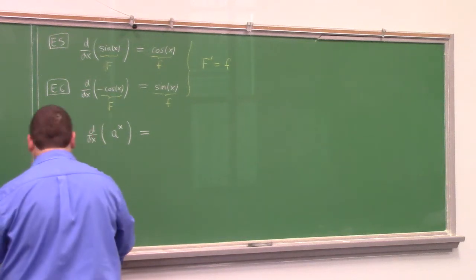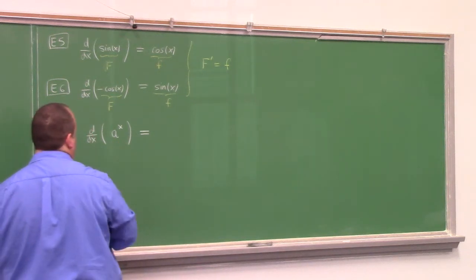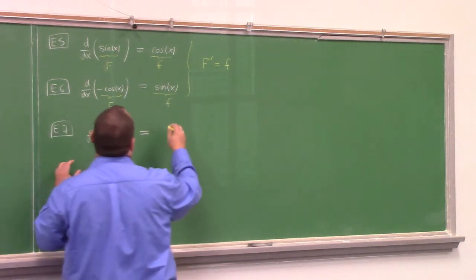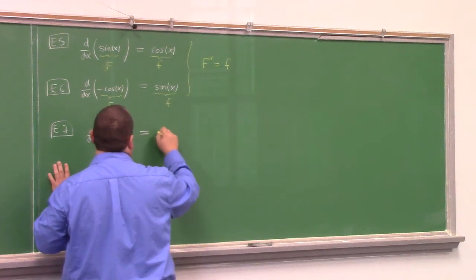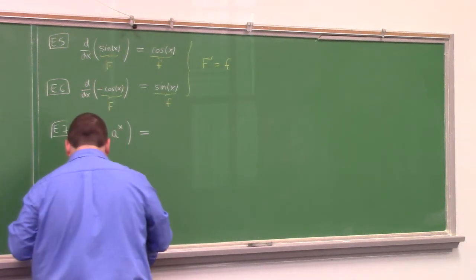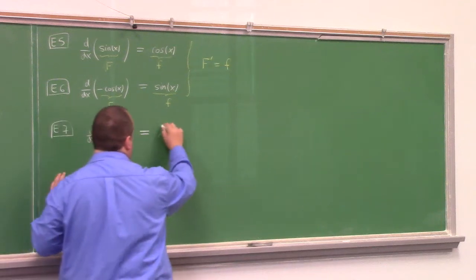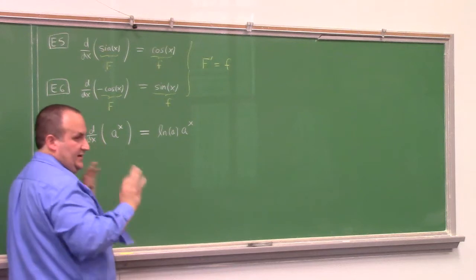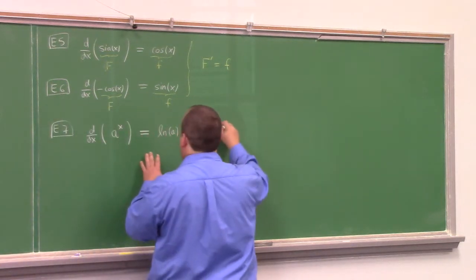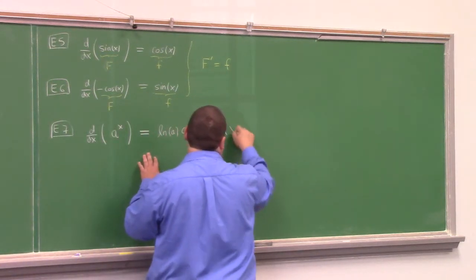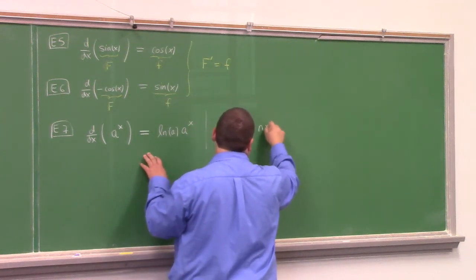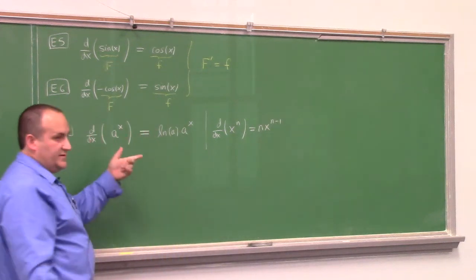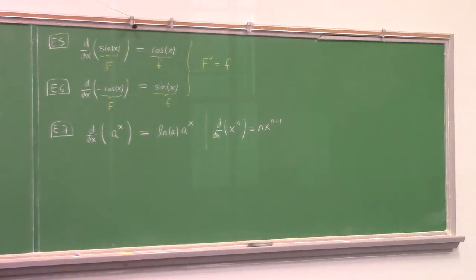So let me remind you that, well, let me just write it this way. The derivative of a to the x is, no, derivative of a to the x is the natural log of a times a to the x. In contrast, d/dx of x to the n is n x to the n minus 1. So this is how an exponential differentiates. That's how the power function differentiates.